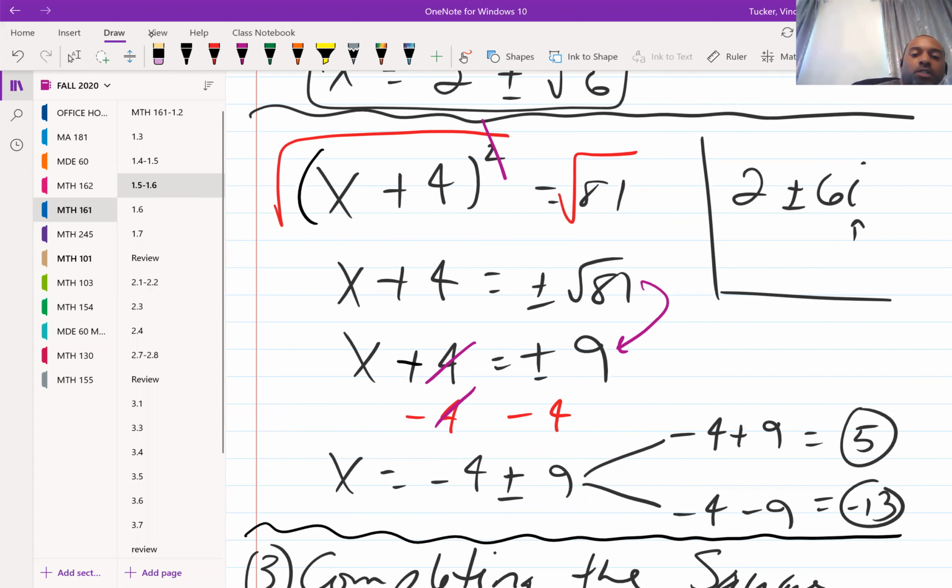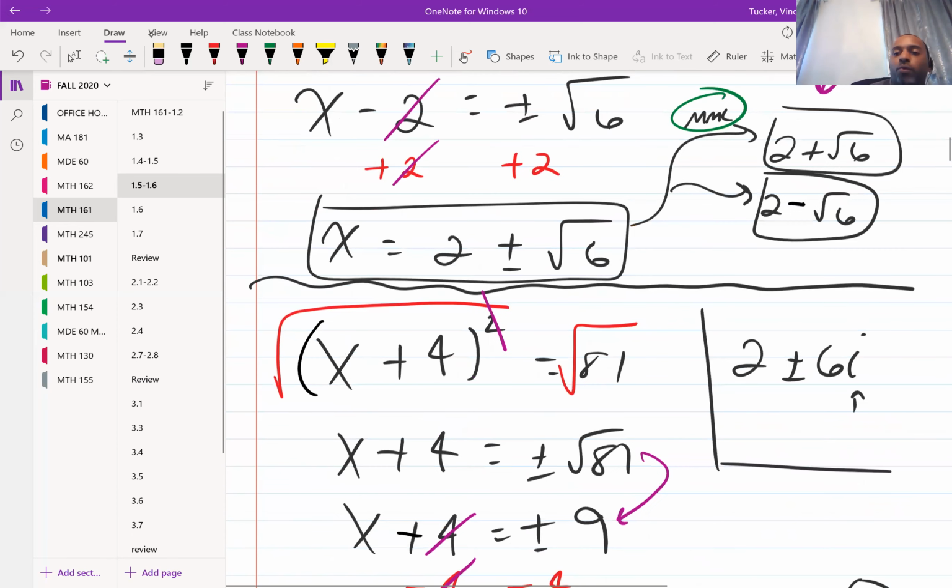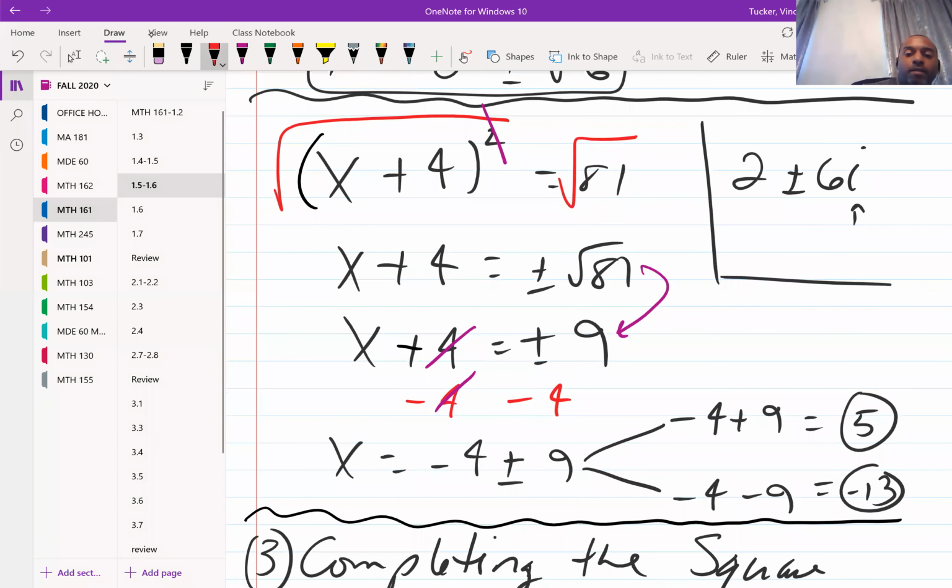All right. Now notice the difference between this one and the last one. The last one had the square root of 6 as a part of it, so I couldn't add or subtract 2 and 6 together. But this time I have 2 regular numbers, so you are expected to reduce that. So that's -4 plus 9, -4 minus 9. And that will give us these 2 answers, which are 5 and -13.